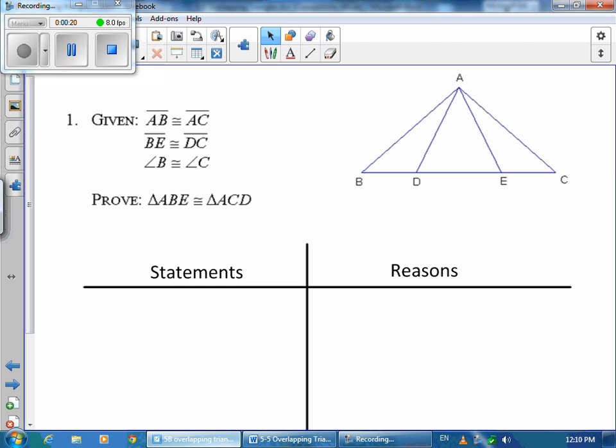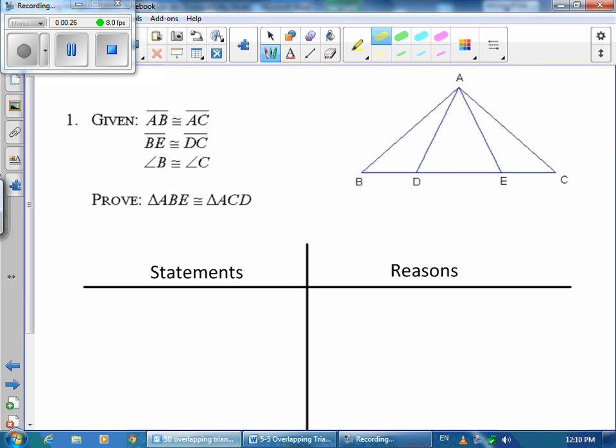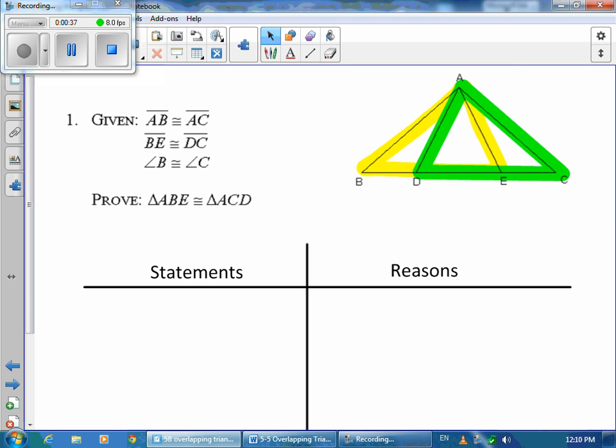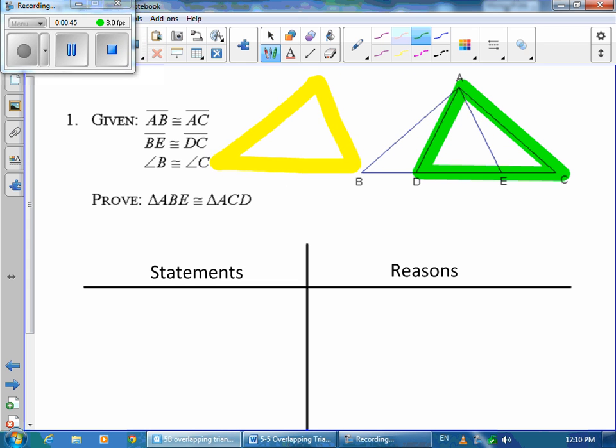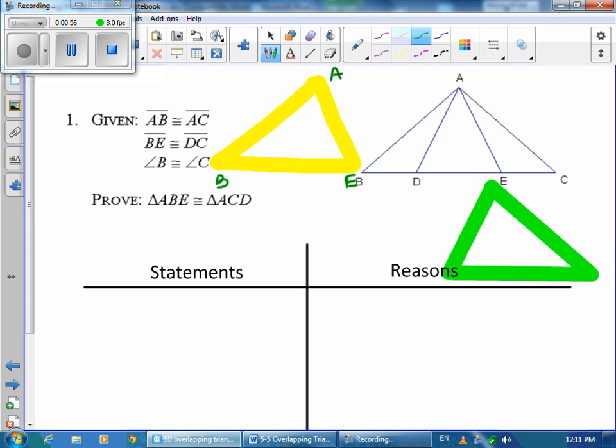So notice that you want to prove triangle ABE, I'm going to highlight this one, is congruent to triangle ACD. So these two triangles overlap. What's usually helpful with overlapping triangles is if you redraw the triangle outside and then relabel it. So this is A, B, E. This one I'll put over here. This is D, A, C.